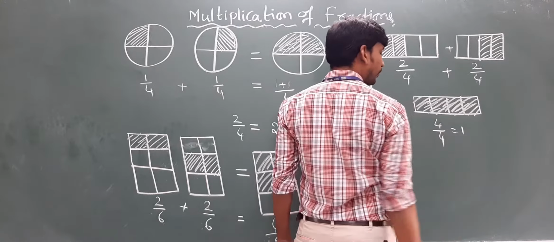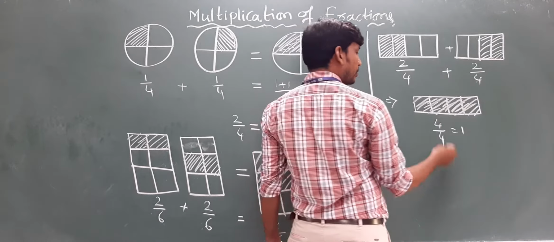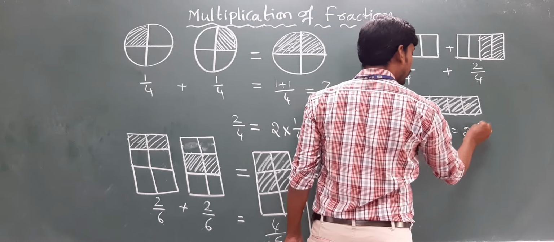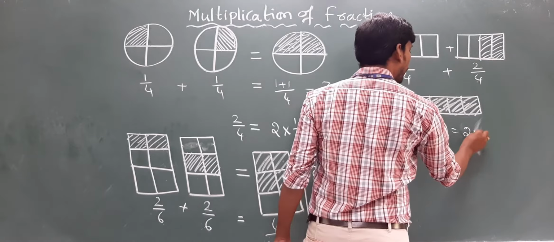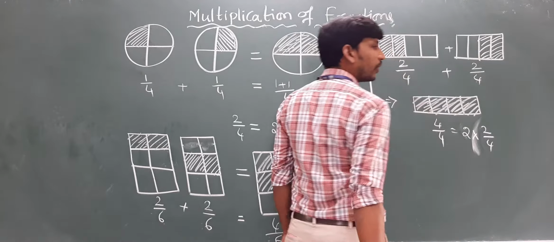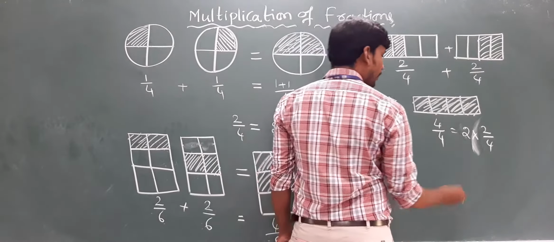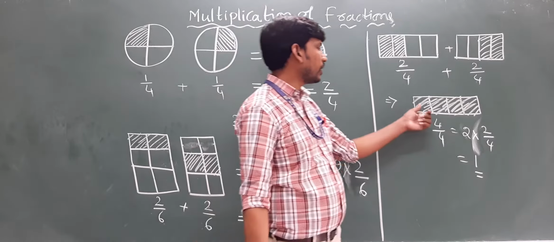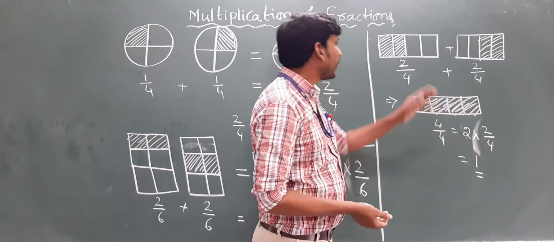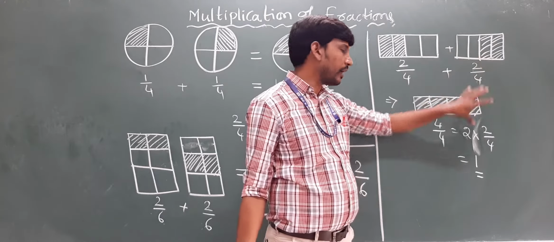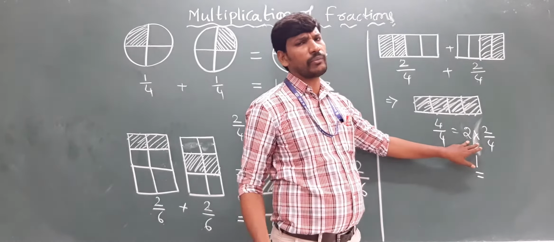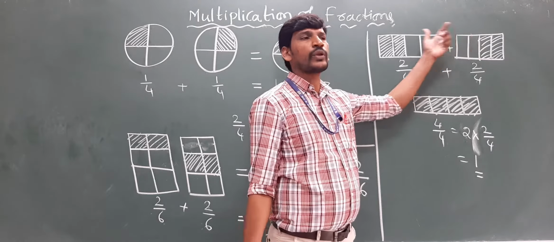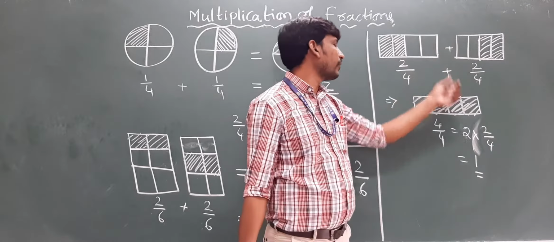4 by 4 is nothing but one whole. Clear? So this 4 by 4 can be written as 2 into 2 by 4, which is equal to 1 whole. See, I took total parts. Instead of adding these two fractions, I am multiplying with 2. Not only 2, we can multiply with any whole number, but here we are taking only 2 pictures. That's why we are multiplying with 2.